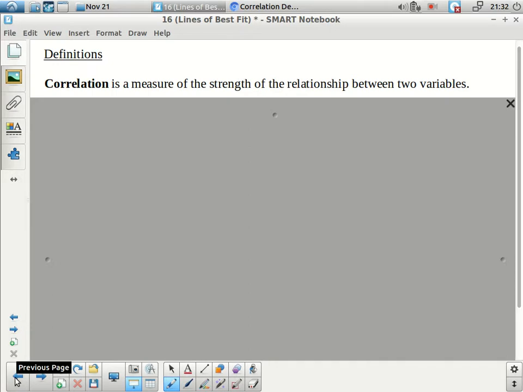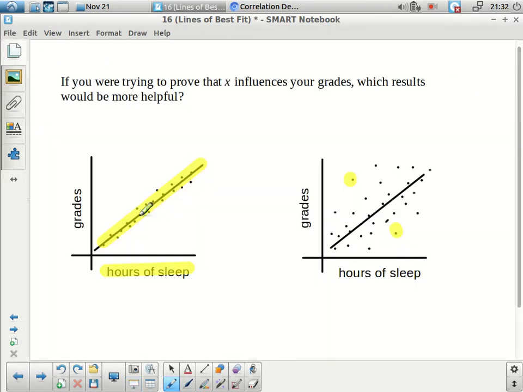Again, if I flip back for a second, this would definitely correlate very well because they move together. And this one does not correlate as well because the points are more spread out. It doesn't follow a definite trend quite as clearly.